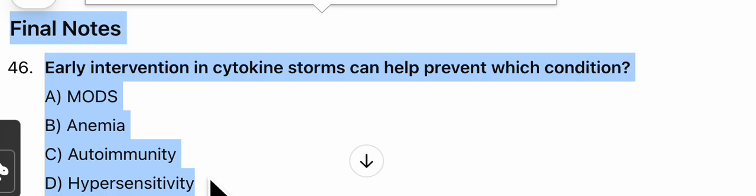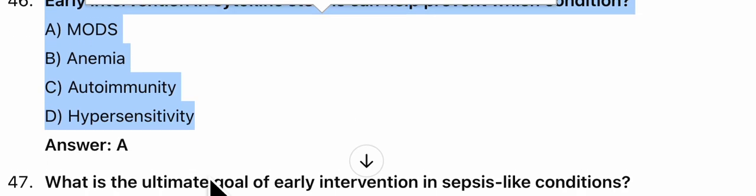Final notes. Early intervention in cytokine storms can help prevent which condition? A. MODS, B. Anemia, C. Autoimmunity, D. Hypersensitivity.